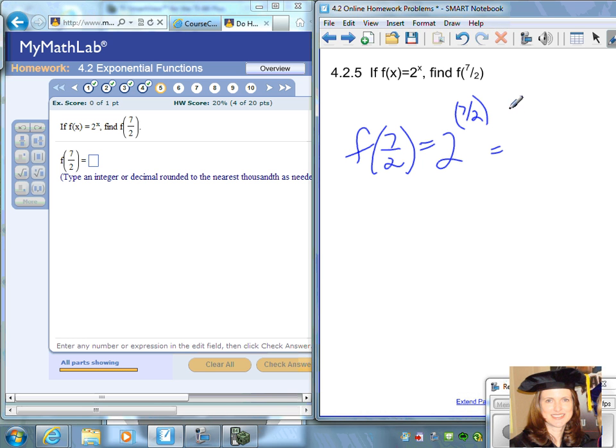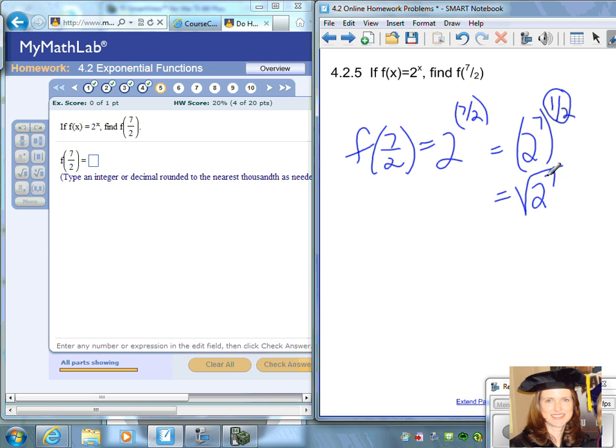So we can write this as 2 to the 7th raised to the 1/2 power. And that's the same thing. Anytime you have a 1/2 power, that's the same thing as the square root of 2 to the 7th power.